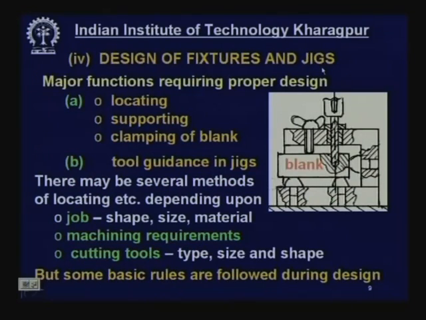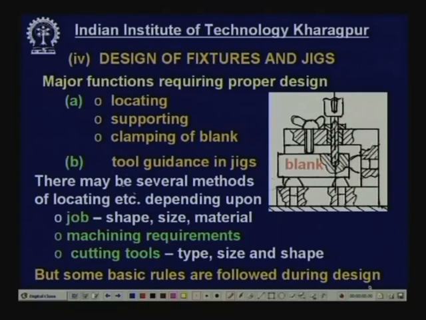Now, design of fixtures and jigs. The major functions involved in fixturing requiring proper design. What are those? Locating of the blank into the fixture, supporting the blank by supporting system, clamping of the blank inside, and tool guidance. This has to be considered. So, these are the 4 activities that should be considered. Tool guidance for jig only when there is a question of drilling.